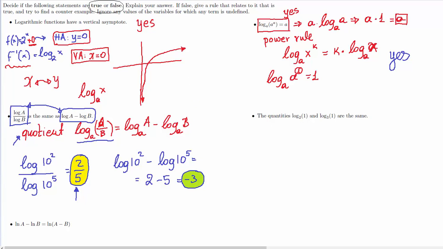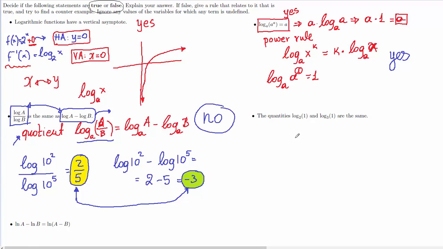Well, what you have to do now is to actually compare the two numbers that you got. 2 over 5 in the first case, negative 3 in the second case. Are they the same? No, they are not. So immediately what you found is an example, or I should say a counterexample, that shows us that this is not equal to this expression. So the answer for this problem is no.